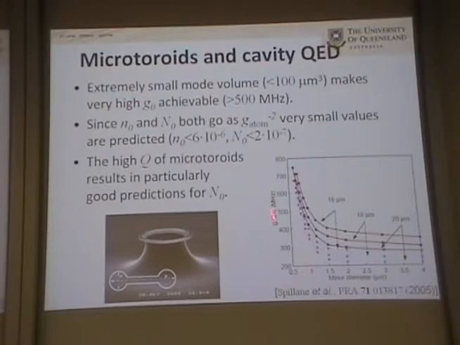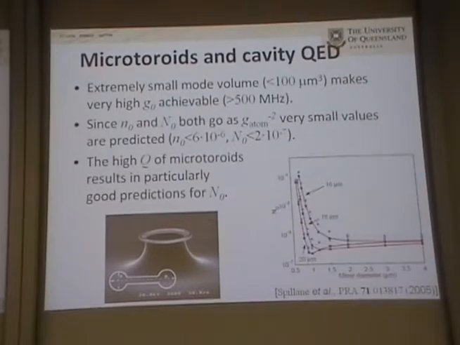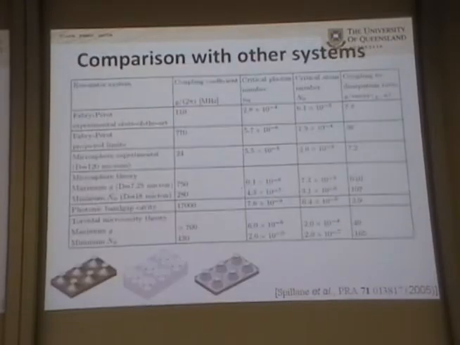This is a plot of G as a function of the minor diameter of the toroid. So imagine taking a toroid and squeezing the minor diameter. Then as you squeeze that, the mode volume goes down, and you see that the G goes pretty much asymptotically up. This is the equivalent saturation photon number, which goes down; this is volumetrically equivalent for the saturation, the critical atom number.